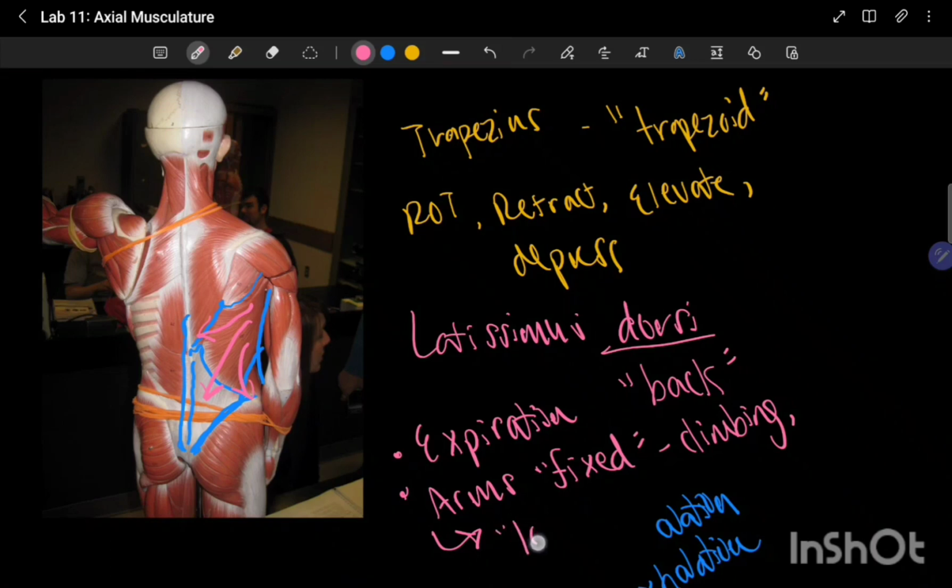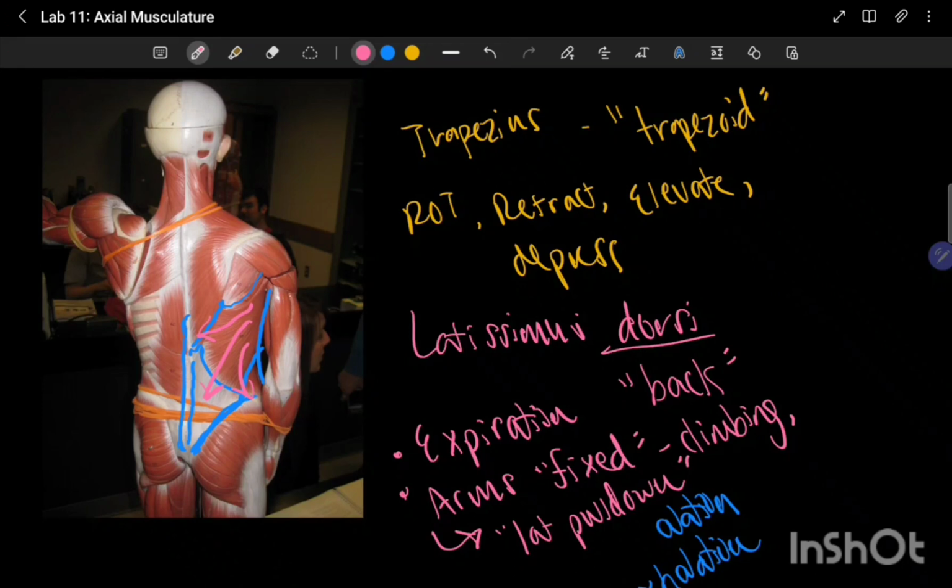So you may have heard the term lat pull down. That's a really popular exercise for strengthening of the lat. So anything where our arms are overhead and they are not going to move, we can use this latissimus dorsi to help pull our trunk up and forward. And we'll talk a little more about that next lab.